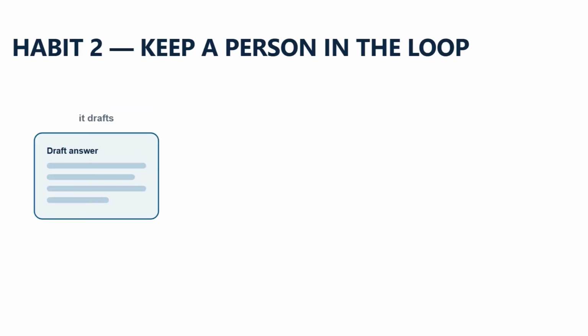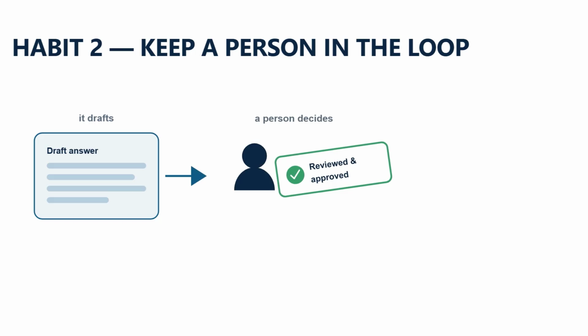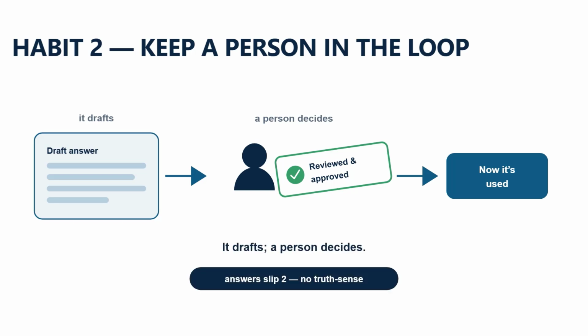Habit 2. Keep a person in the loop. Remember, it has no sense of true versus false, so someone who does has to check it before its answer is acted on. The model drafts and a person decides. That is not a lack of trust in the tool. It is using the tool for what it is good at, drafting, and keeping the judgment where judgment belongs. For anything that matters, a human reads it, approves it, and only then does it count. That one step catches the confident mistakes before they ever reach the floor.